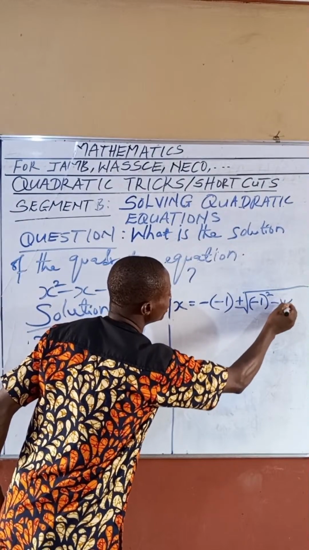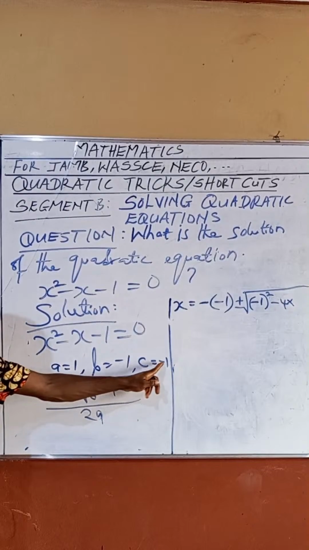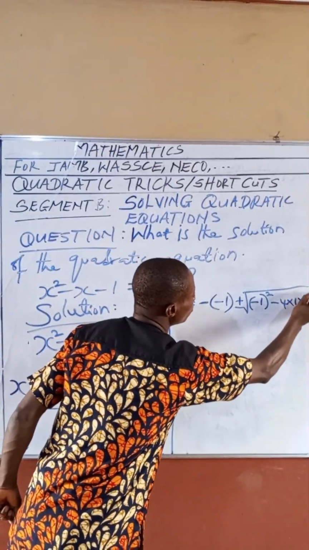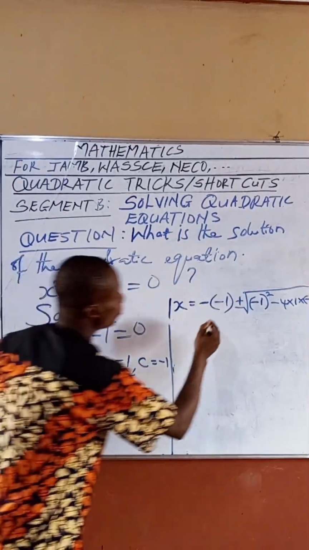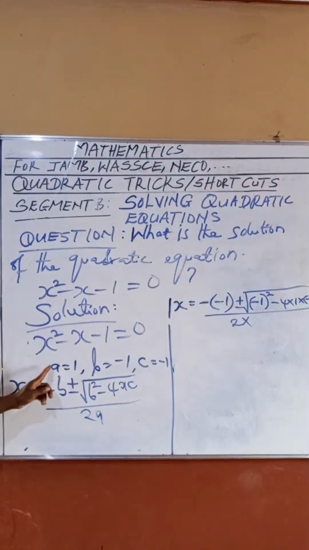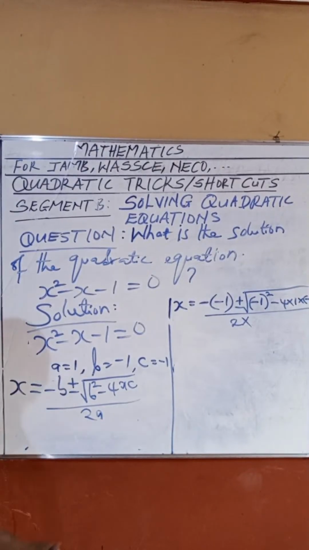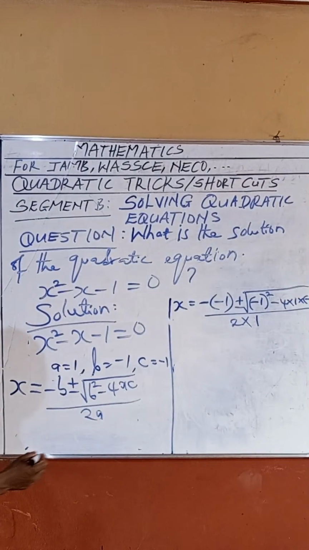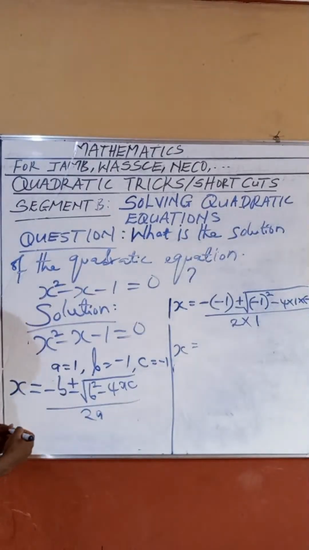Then minus 4 times a. A is 1. Then c is minus 1. 4 times a times minus 1, which is c. Then we are going to divide by 2 times a. 2a. Okay, a is 1 here. So that's what we have right now. Then the next phase is to evaluate the numbers to get what we are looking for.